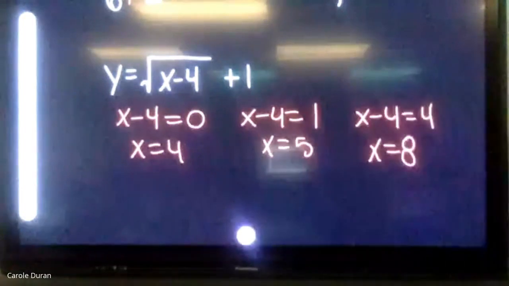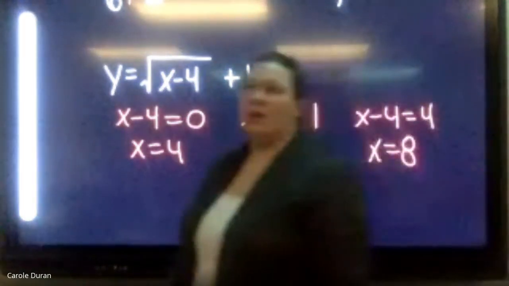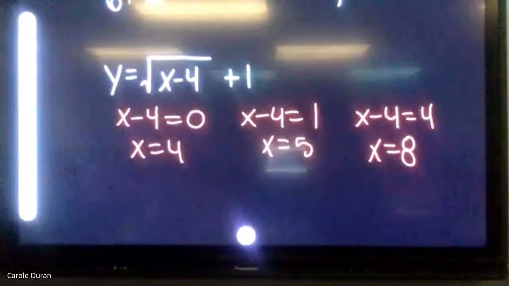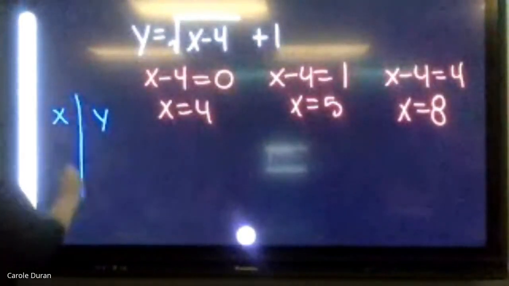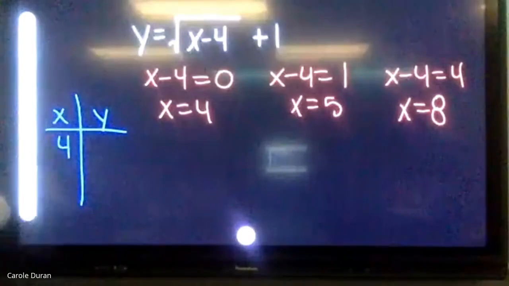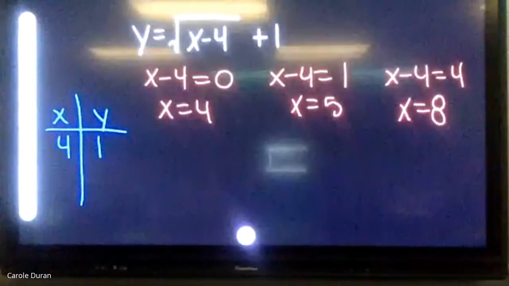And I get my 3 beautiful x's of 4, 5, and 8. Anybody else get 4, 5, and 8 for their x's? Okay. So then what do I do with those? Plug them in and solve for their respective y's. I'm going to make an xy table just so I can keep track of it a lot easier. When I plug in 4, what does my radical turn into? 0, and then we add 1 to it and we get 1. Awesome. So the y value for 4 is 1.